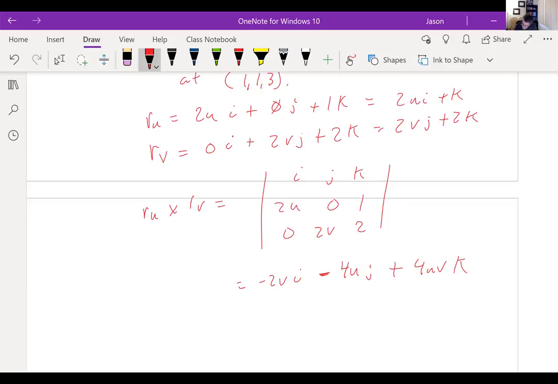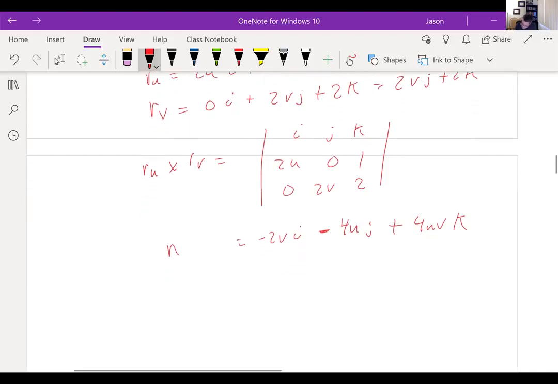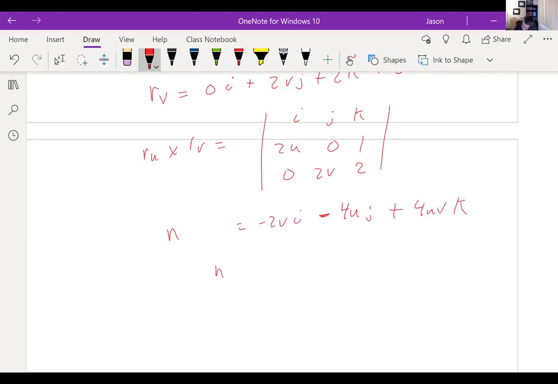So this is the normal vector. So I'm going to write this as n is equal to negative 2v, negative 4u, and 4uv. Let me think about this for a second.